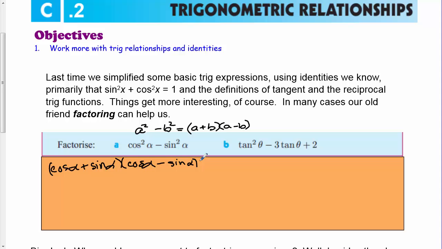And that's really what we want to see. We want to see that when we have a difference of two squares like this, we can do this, and often that helps us work out a problem.